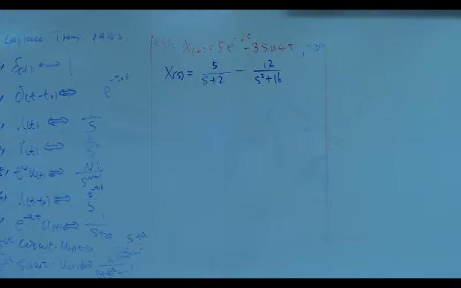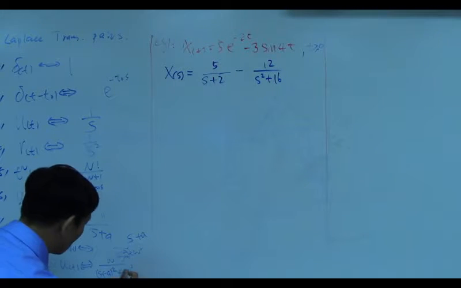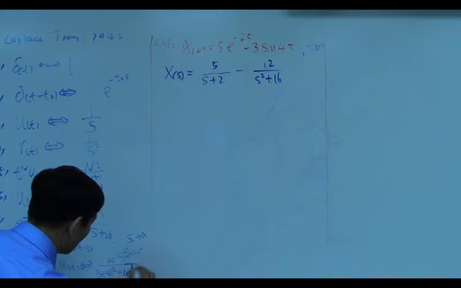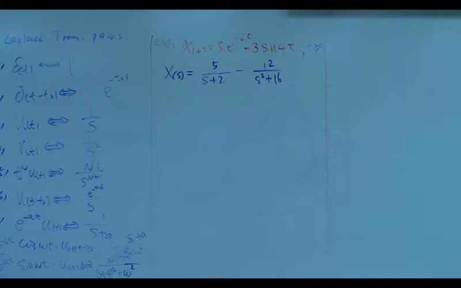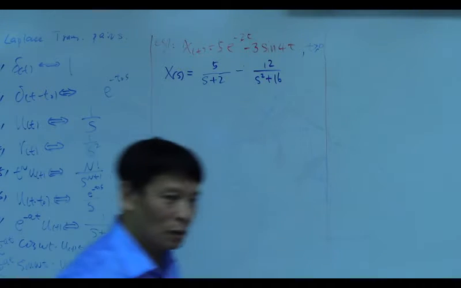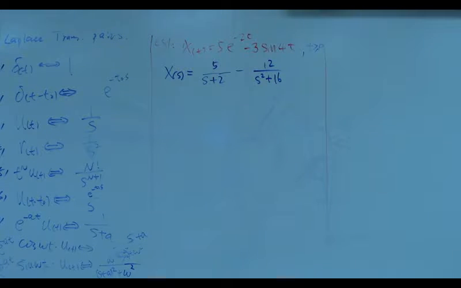Wait, isn't that last one for sine omega t times u(t)? Or isn't there supposed to be e to the at times, like times e to the a t? Huh? What? Well, I have mine written down, so.